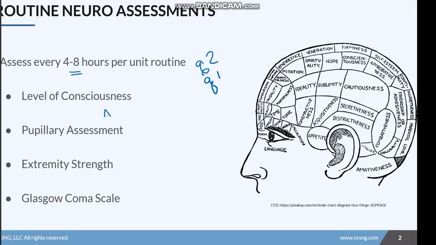You need to know how alert they are. You need to know how oriented they are, and you need to know their response to stimuli. Refer back to the level of consciousness lesson for details on that. Then we're going to assess pupils, we'll assess strength, and we'll assess the Glasgow Coma scale. So let's look at how to address each one of those things.